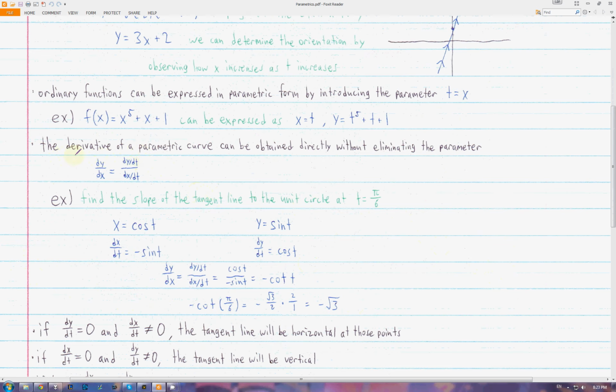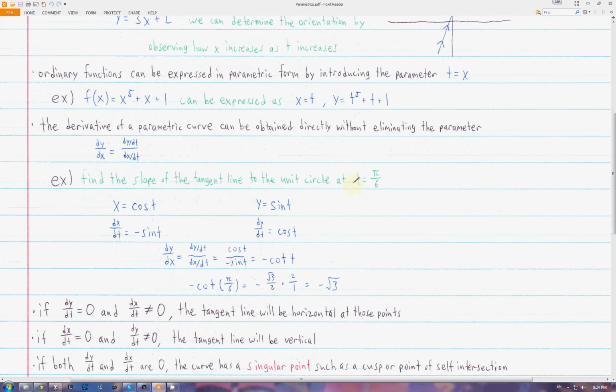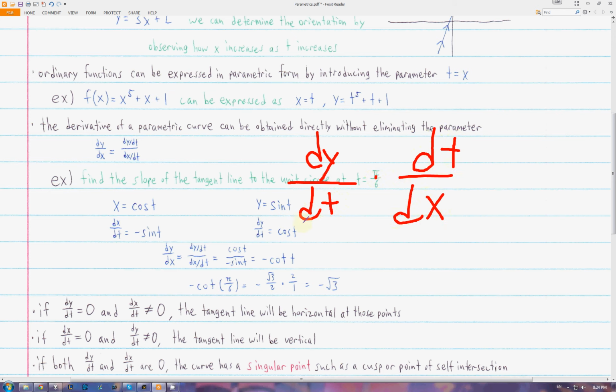To find the derivative of a parametric curve, all we do is take dy/dt divided by dx/dt. This makes sense intuitively because if we have dy/dt and divide it by dx/dt, the dt's will cancel out and we just have dy/dx.